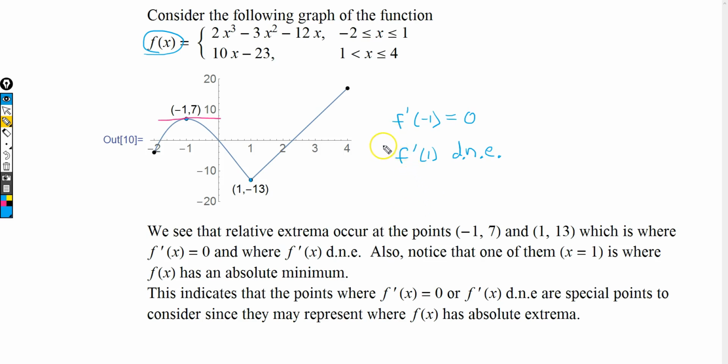So what this indicates is that when we have relative extrema, it seems like either the derivative should equal 0 or the derivative may not exist. And so where the derivative is equal to 0 or does not exist for a function, those are special points that we need to consider when we're trying to find relative extrema. So that leads us to the next definition.